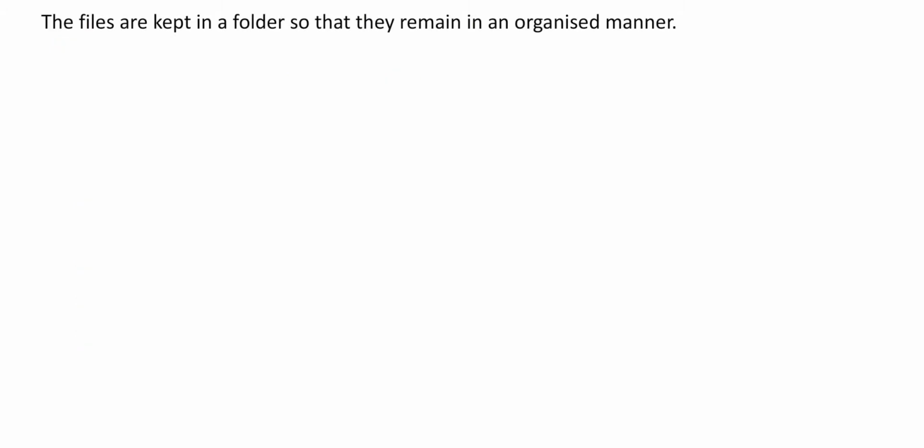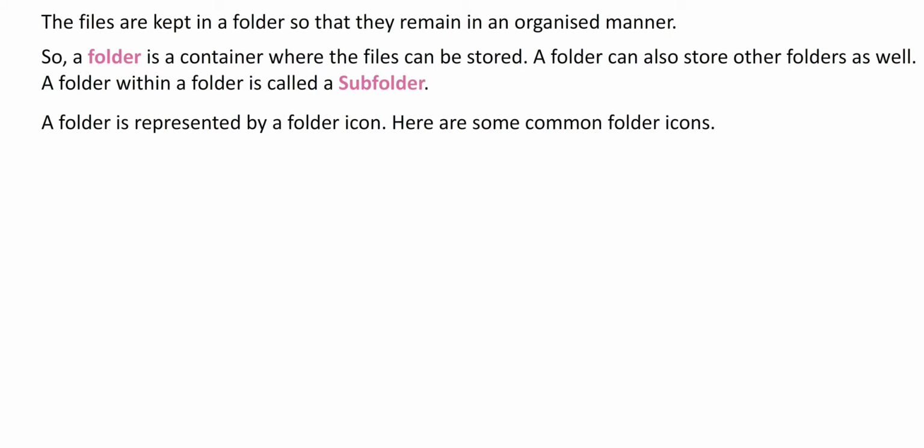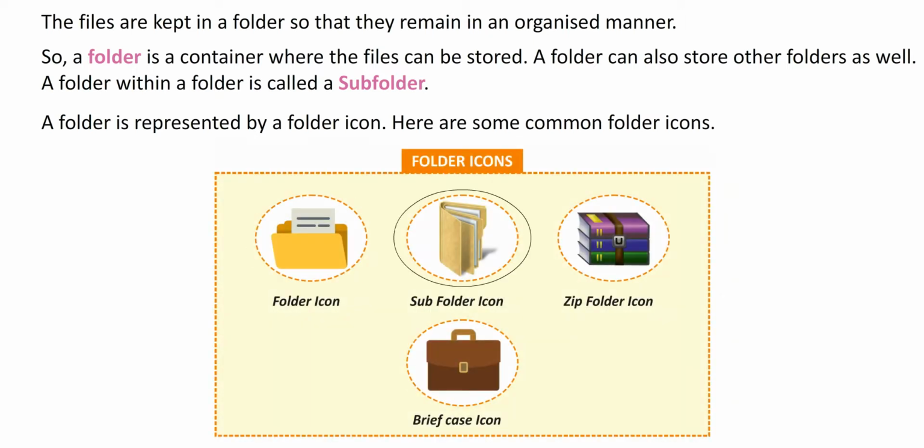The files are kept in a folder so that they remain in an organized manner. So, a folder is a container where the files can be stored. A folder can also store other folders as well. A folder within a folder is called a subfolder. A folder is represented by a folder icon, some of which are shown here. Folder icon, subfolder icon, zip folder icon and briefcase icon.